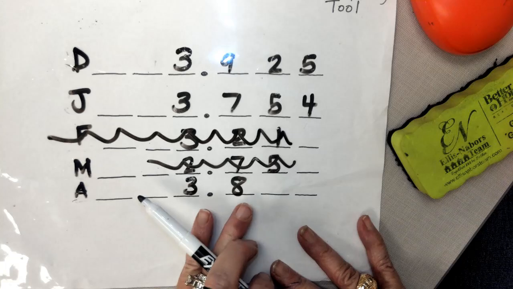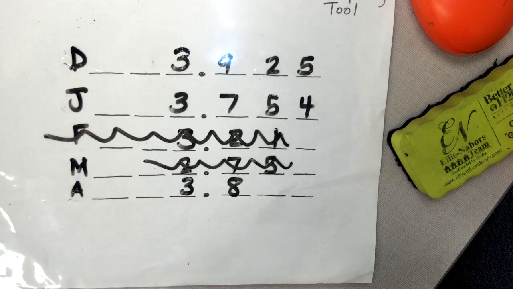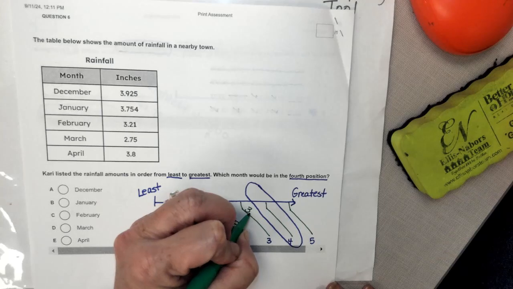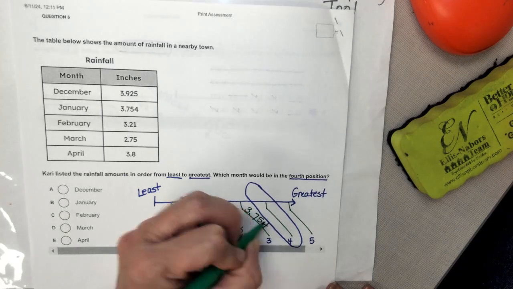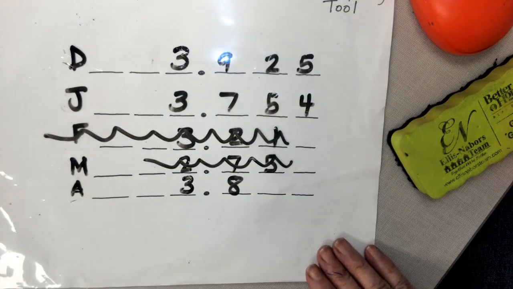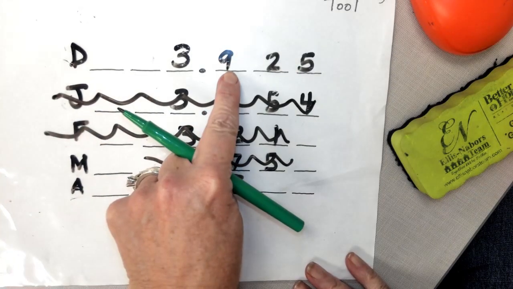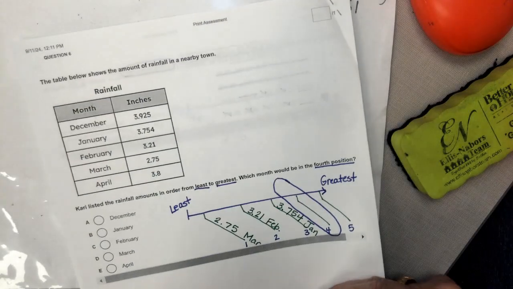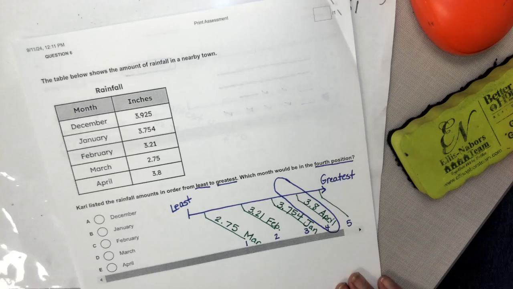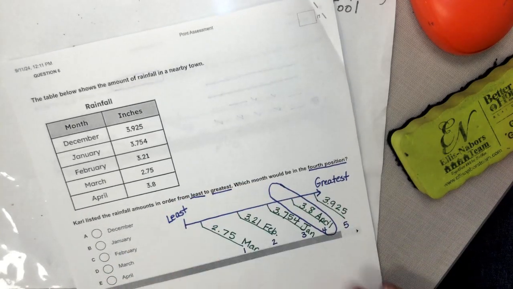Of the 3 tenths that are left, we have 8 tenths, 7 tenths, and 9 tenths. So 7 tenths is going to be the lowest of those. So I'm going to write that one down. January, 3 and 754 thousandths. Alright, and then we have 9 tenths versus 8 tenths, and definitely April is going to be the one that we're looking at. 3 and 8 tenths, April. With December being the greatest value, 3 and 925 thousandths.